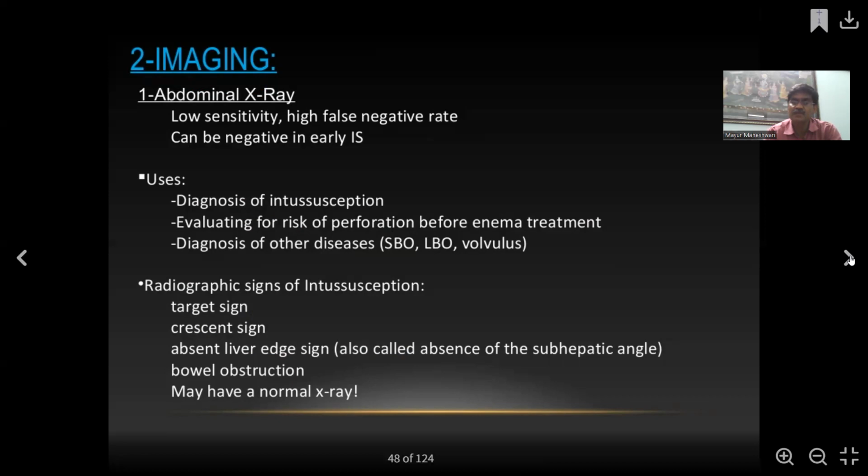Radiological signs of intussusception: these are all ultrasound signs, the target sign. You will see a target sign on an ultrasound. The crescent sign is seen on a dye study. And the absent liver edge sign, also called absence of the subhepatic angle.